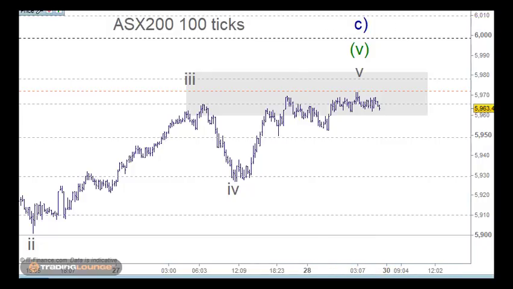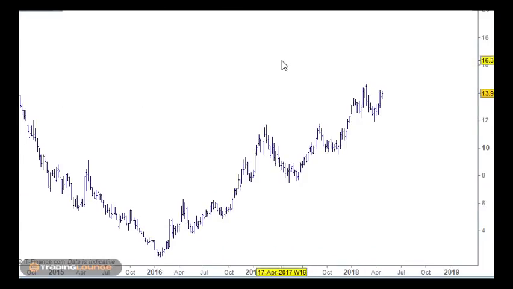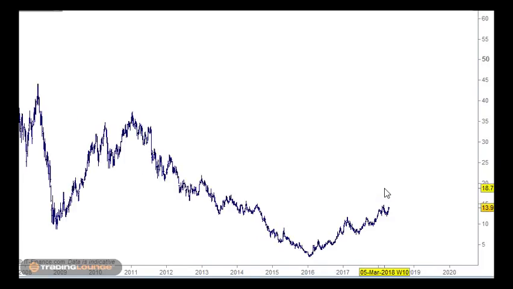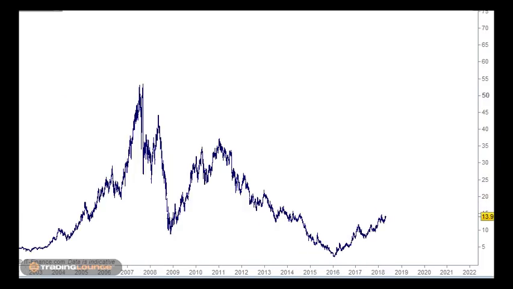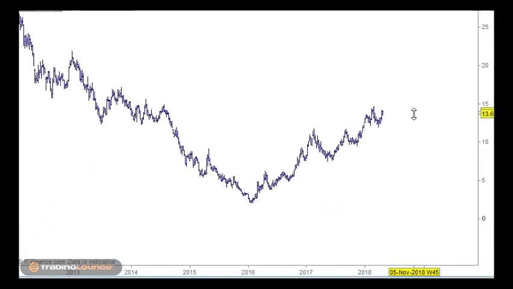So with Rio and BHP and so on, I might just start with the biggest iron ore guys, which is Vale. So this is a weekly chart here. This is the whole chart here. What interests me is from this low here, the 2016 low, because that's when the S&P 500 started to move to the upside.